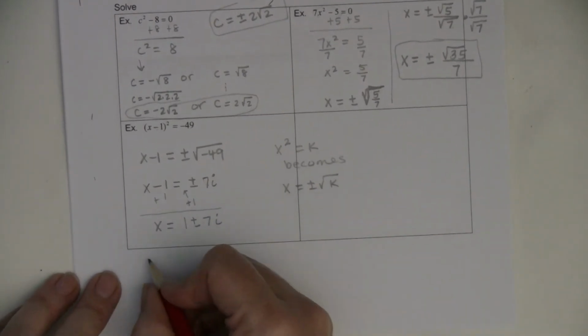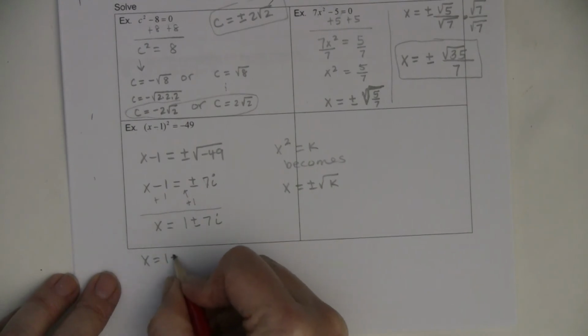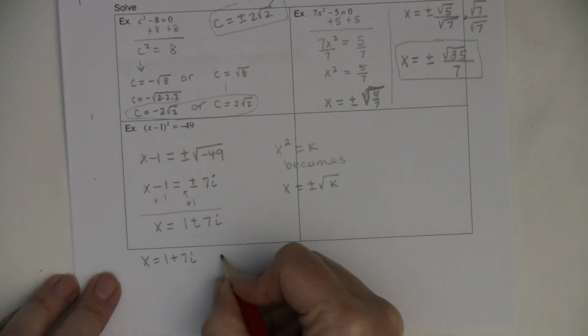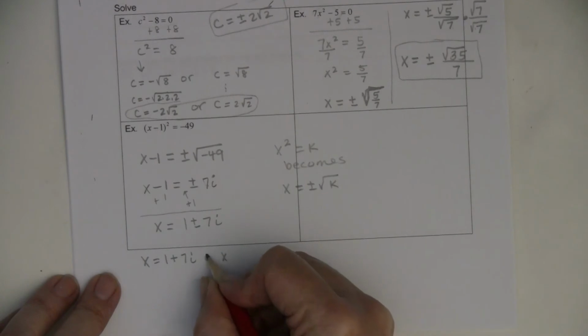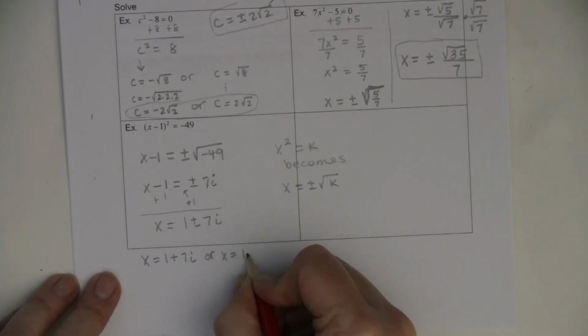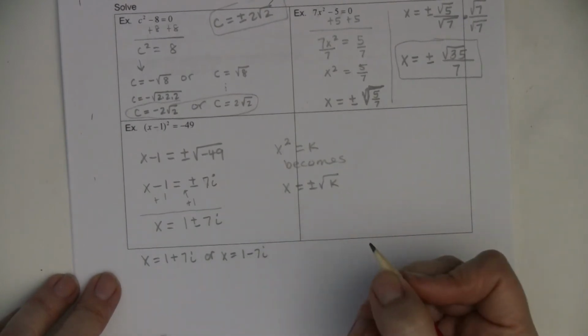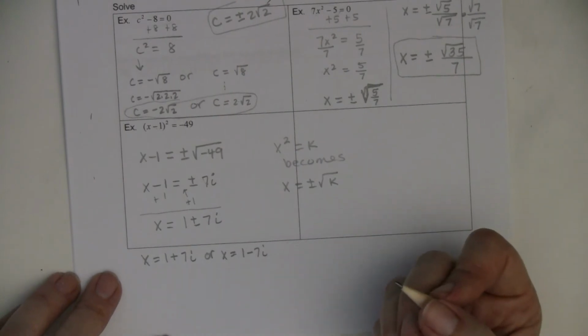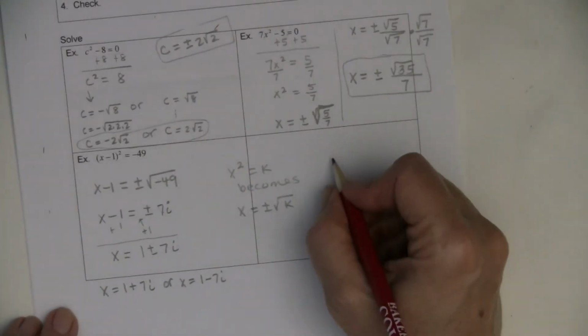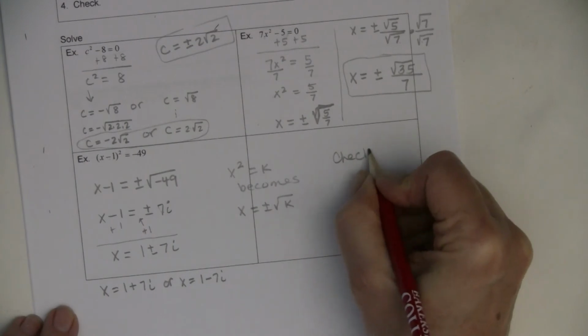So there are two answers there. There's x equals 1 plus 7i, and that's a complex number, and the other answer, x equals 1 minus 7i. I can check both of those and see how they work. I have room, so I'm going to check that here.